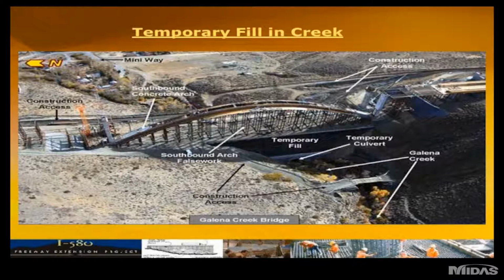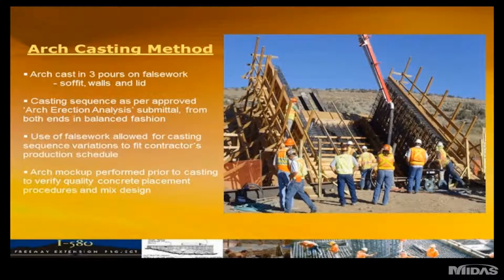The casting method for the arch: it was a hollow concrete box arch rib. The contractor proposed to pour it in 3 separate pours: the bottom slab, the rib walls, and then the top lid. This was a mock-up that they performed prior to casting the first arch segment. As you can see with the slope, there was some concern that they could achieve the pouring.